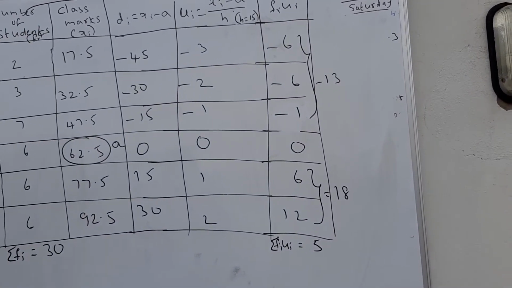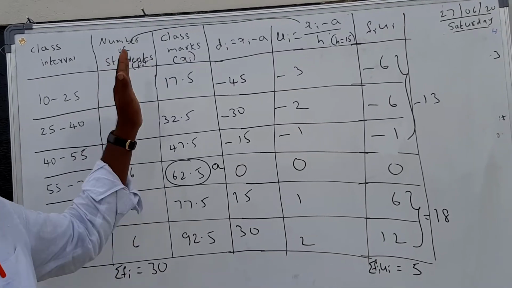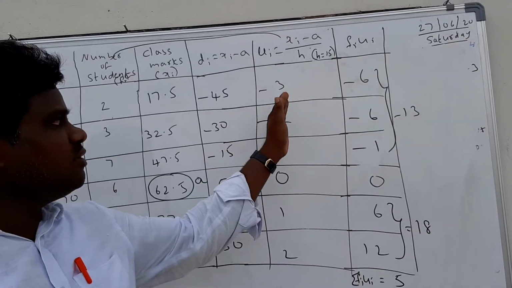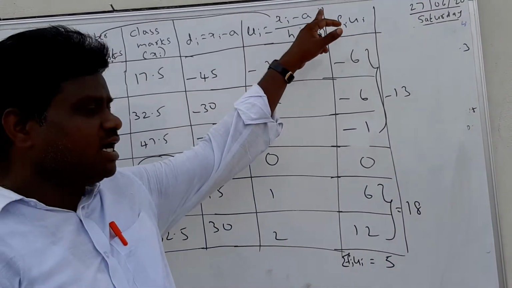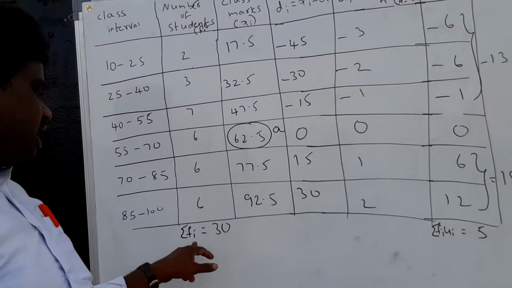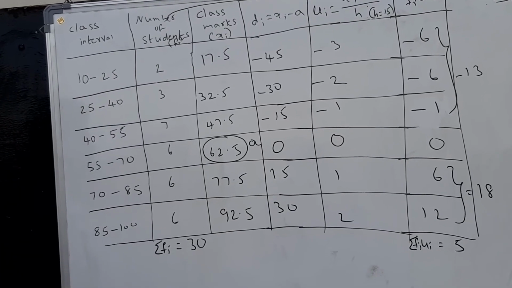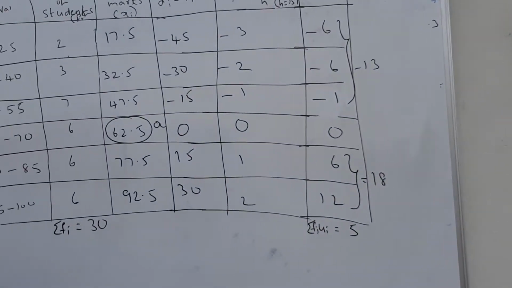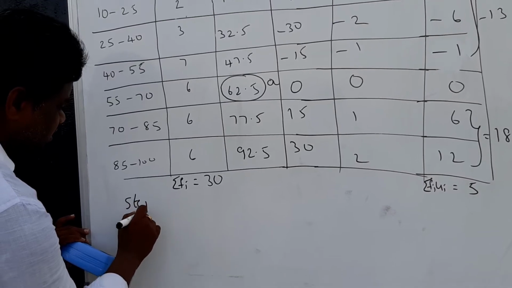So first you have to prepare the table like this: class interval, frequency, class mark, deviation, after that ui value, and the fi ui value. We have to add all the fi ui, and you get the value 5. And also you have to add the fi values, and you will get 30. Now we are going to apply the formula for the step deviation method. So what is the formula for the step deviation method?